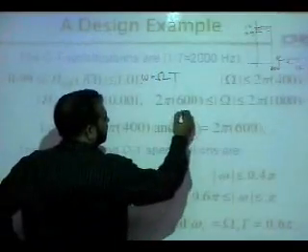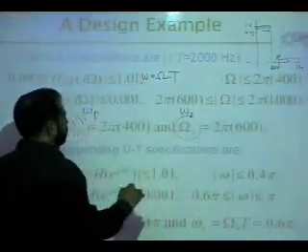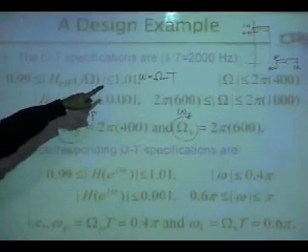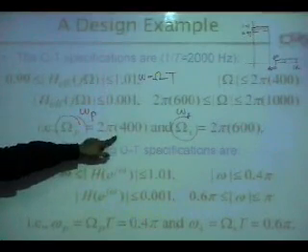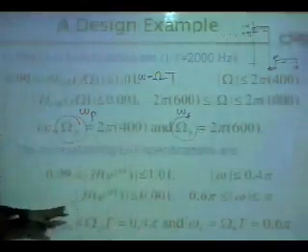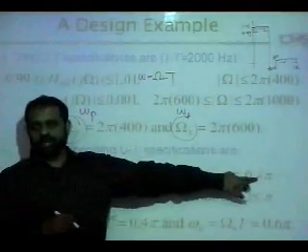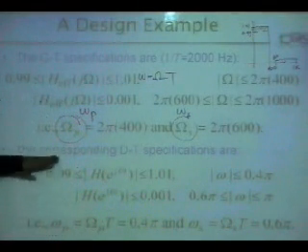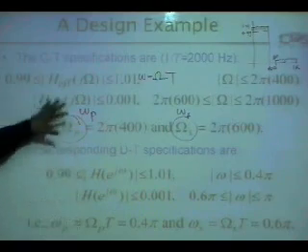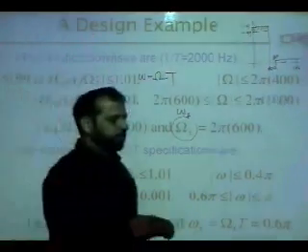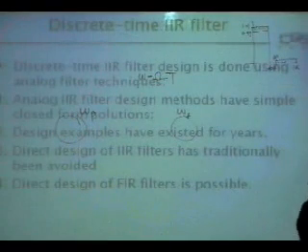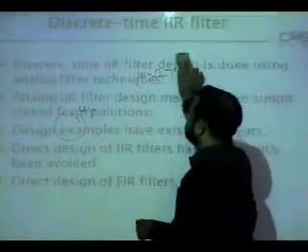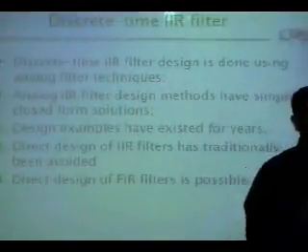From omega stop you can compute small omega stop. How? By multiplying it with capital T. What is capital T? It is 1 over 2000. So divided by 2000, you get the omega pass is 0.4 pi, omega stop is 0.6 pi, and 1000 is the pi. So these are the digital specifications. So you can always convert this to these specifications, and then you decide whether you want to design an FIR filter or IIR filter. Let's say you choose to design an IIR filter.